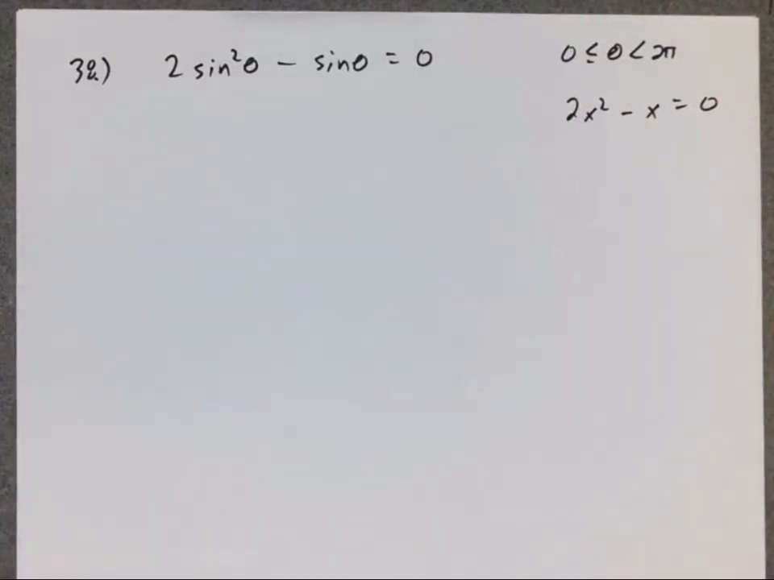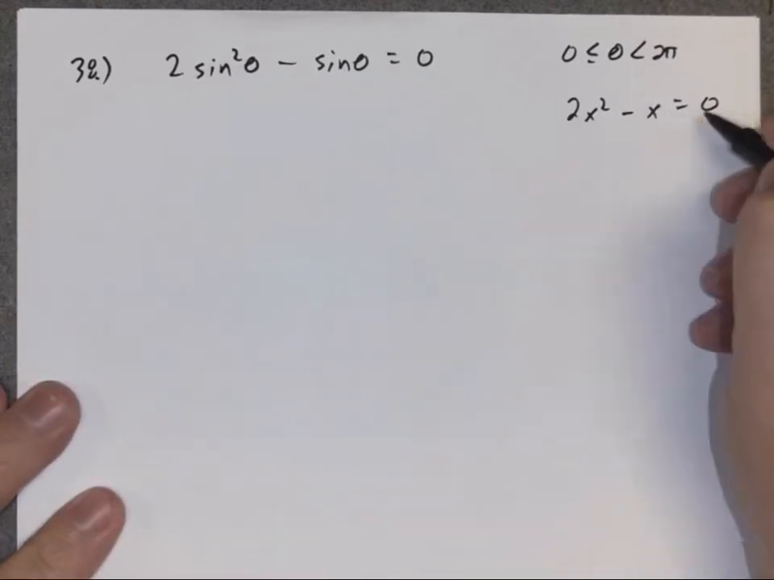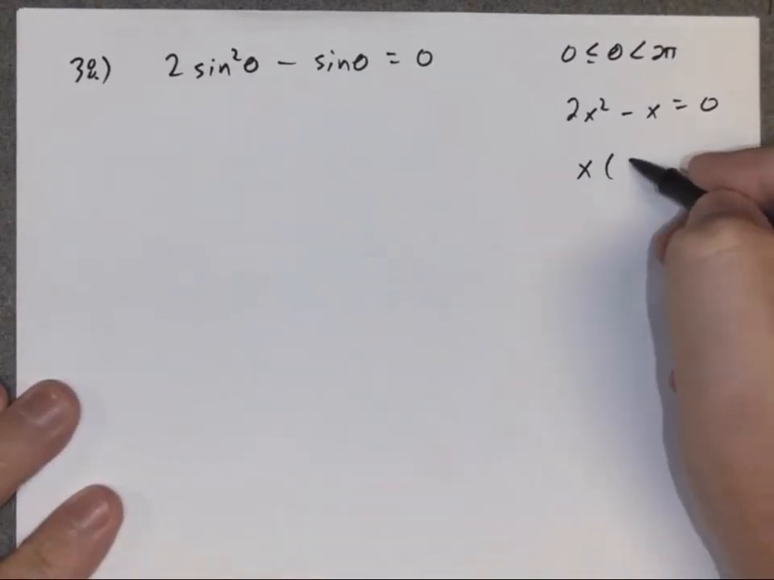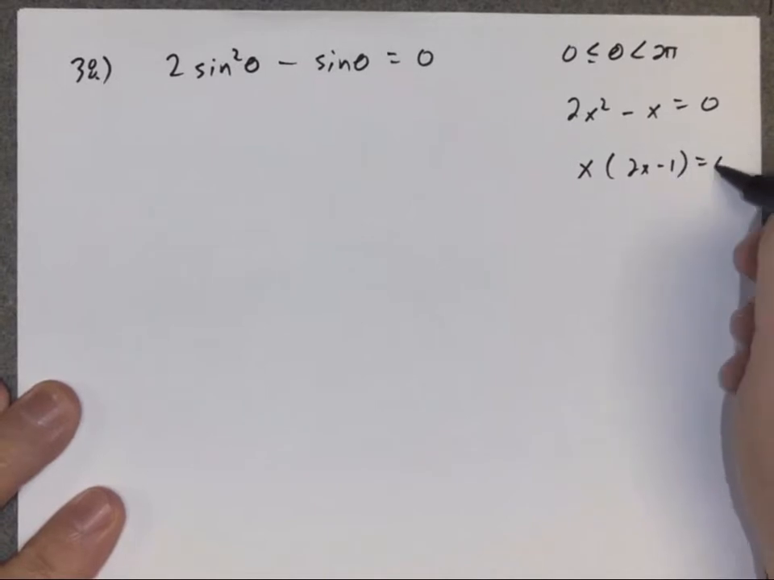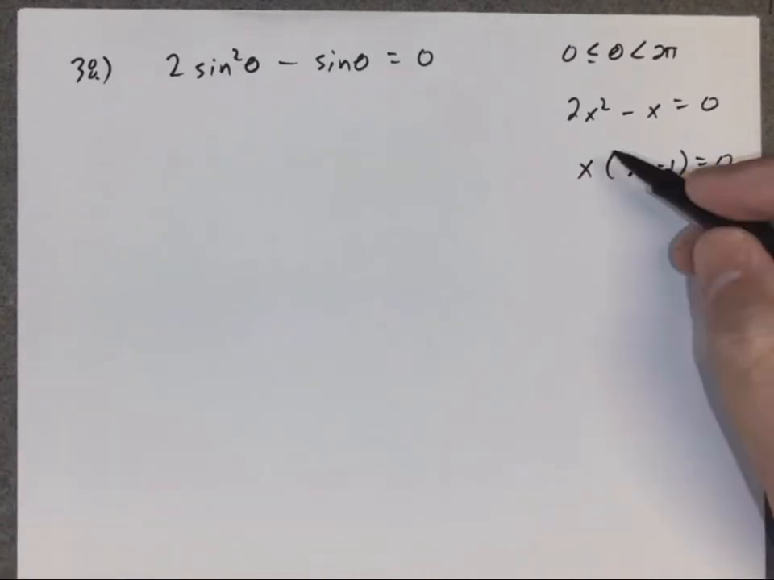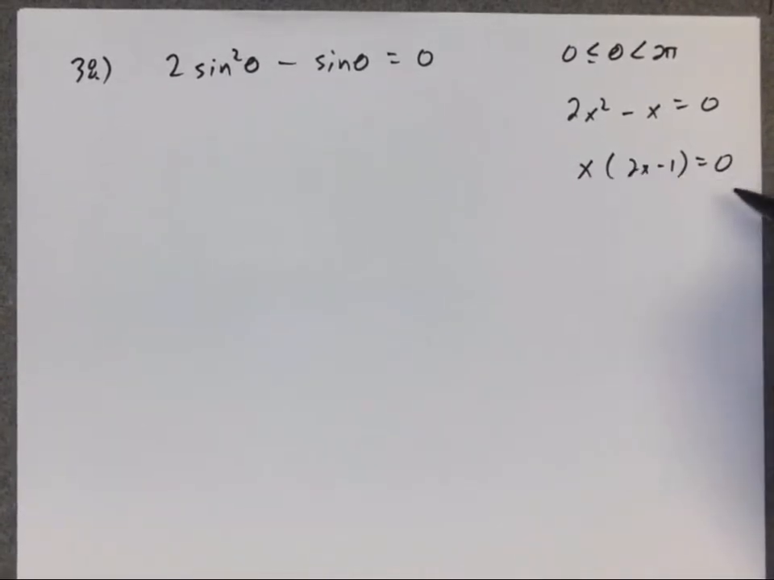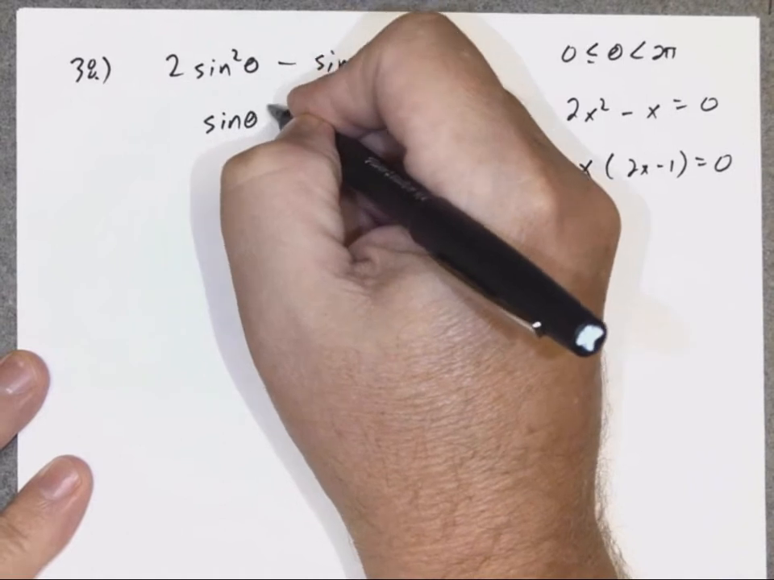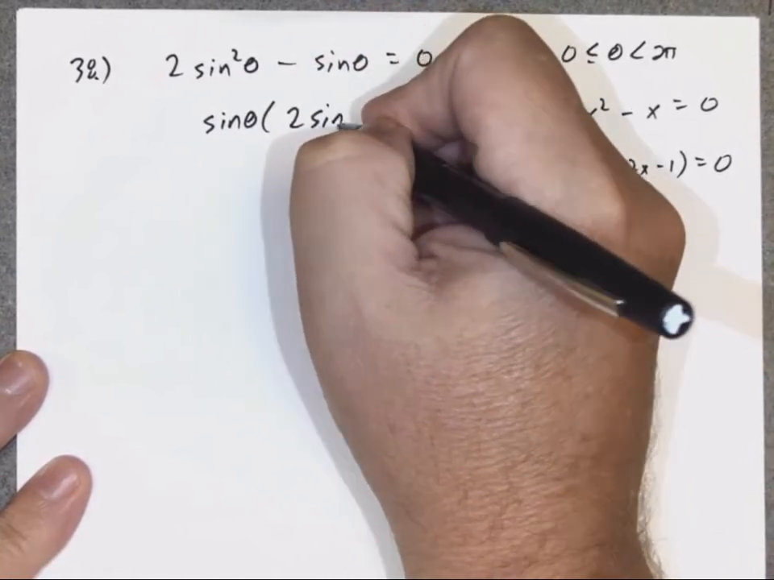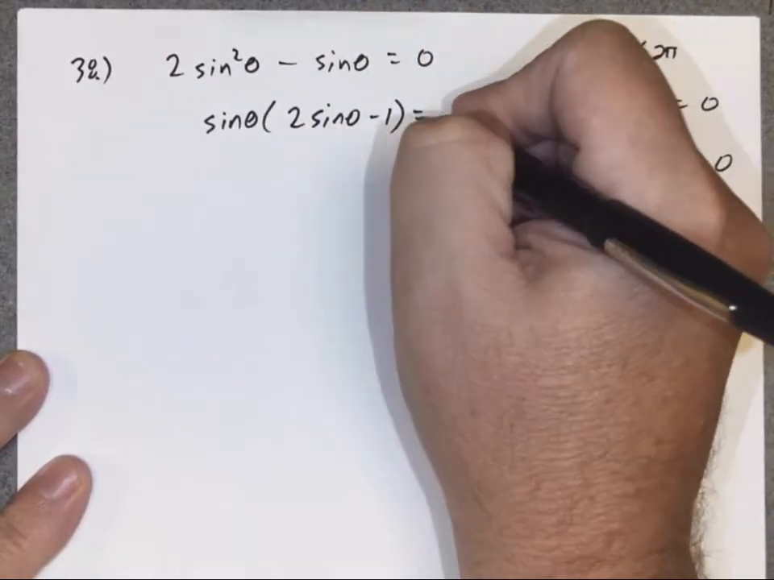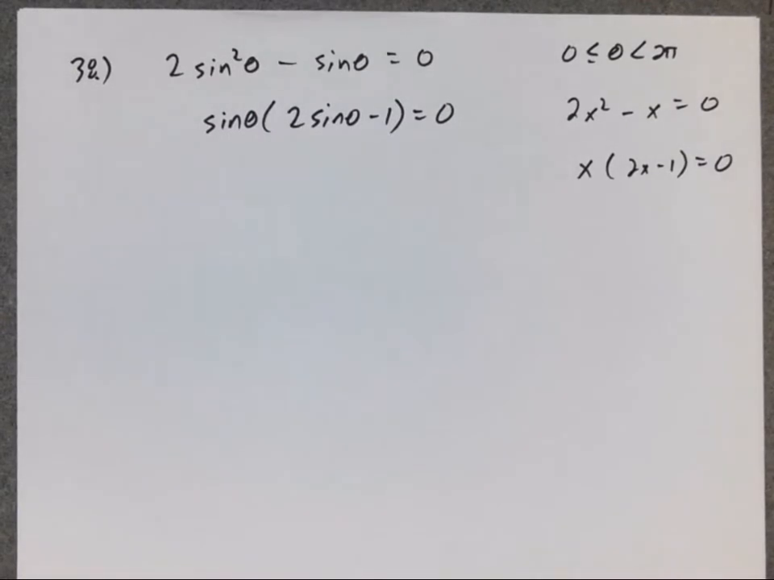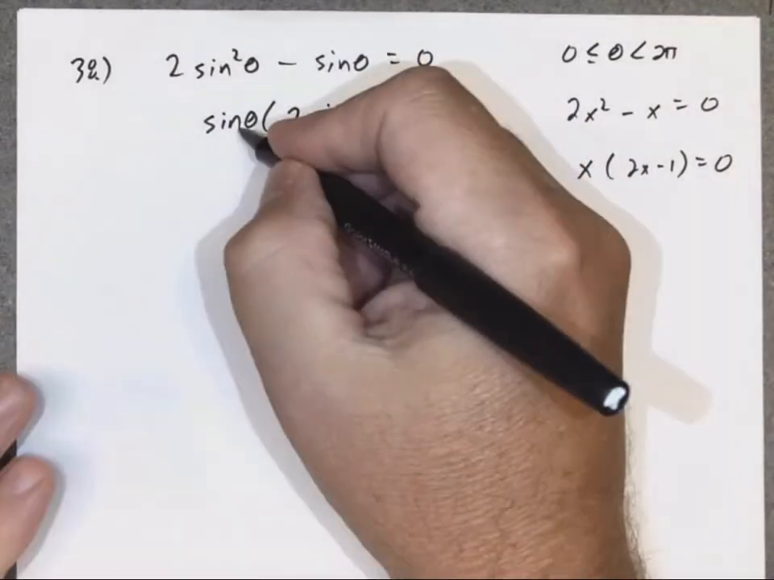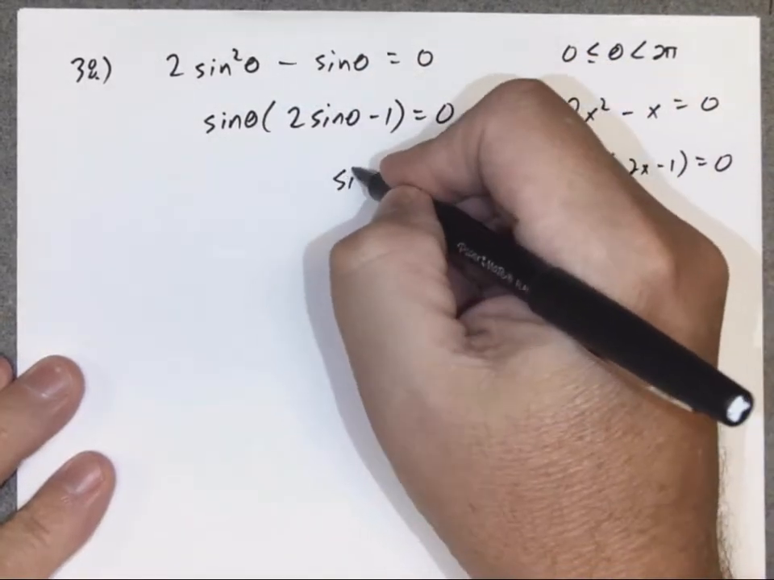Instead of sine of theta, if I replace sine of theta with x, how would you solve this? The easiest way is to factor, and then you take each factor and set it equal to 0. Well, let's do that here. Let's factor out the sine of theta. So you have 2 sine theta minus 1 equals 0. Now you take each factor and you set it equal to 0.